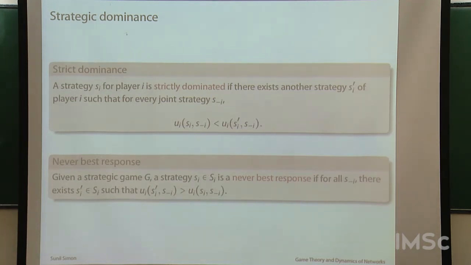Okay, so what is the difference here? Here it says there is one uniform strategy. No matter what the other guys play, you get better, right? Here it says, well, the strategy which is giving you a better payoff can actually depend on the other guy's strategy. No matter what the other guys pick, there is some strategy which is better. That's what this says. Now, of course, if a strategy is strictly dominated, it is never best response, okay?